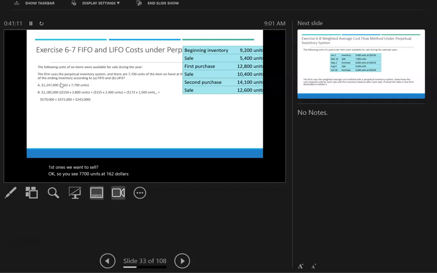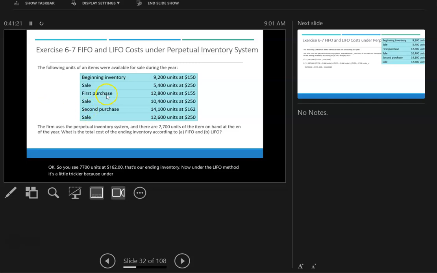That's our ending inventory. Now, under the LIFO method, it's a little trickier. Because under LIFO, here, that's going to be the same. This first purchase here, when we sell these 10,400, aren't we selling those from this 12,800? So how many units will be left? 2,400 here? Got it? And we've still got the remaining 3,800 here, don't we? So then we have another purchase and another sale.